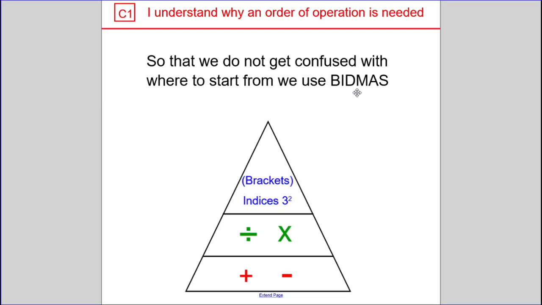When we look at BIDMAS in a horizontal direction, we can see that we will come across some common misconceptions because division does not come before multiplication. They are in fact on the same level, so they have equal opportunity, and the same goes for addition and subtraction. Addition does not come before subtraction. They are on the same level.